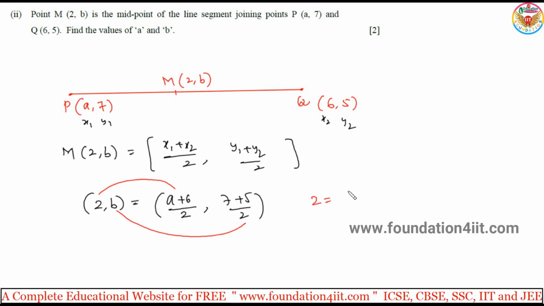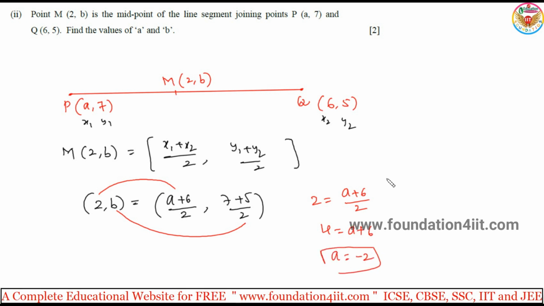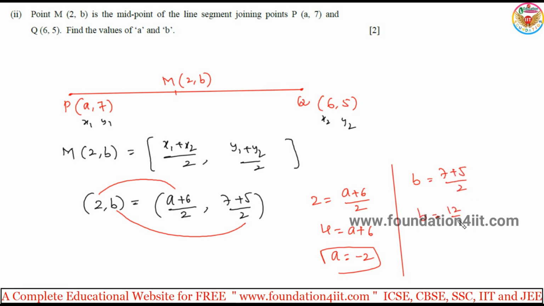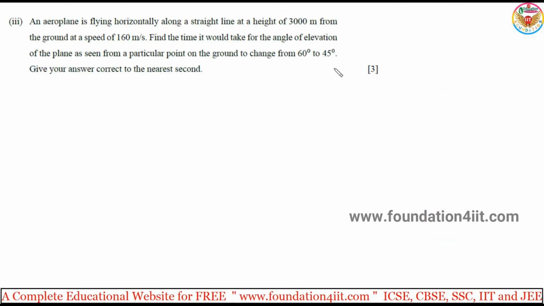So 2 is equal to A plus 6 divided by 2. 4 is equal to A plus 6, then A is equal to minus 2, right? And next part, B is equal to the second element, 7 plus 5 divided by 2. So 12 divided by 2, then B is equal to 6. A is equal to minus 2 and B is equal to 6 are the values. Only a 2 marks question it is, right? And next, a 3 marks problem.